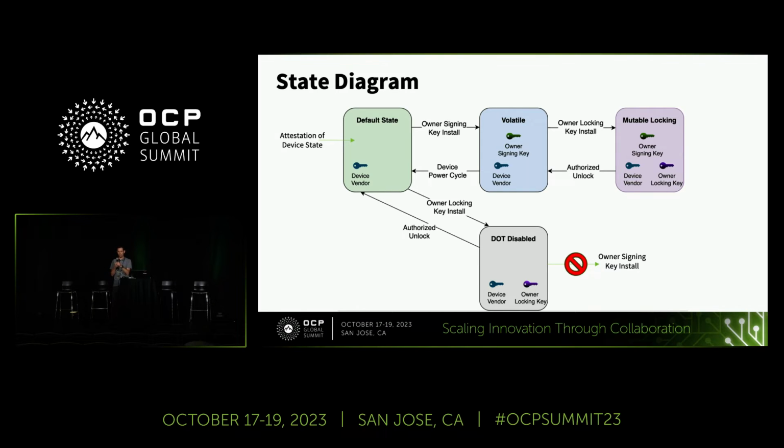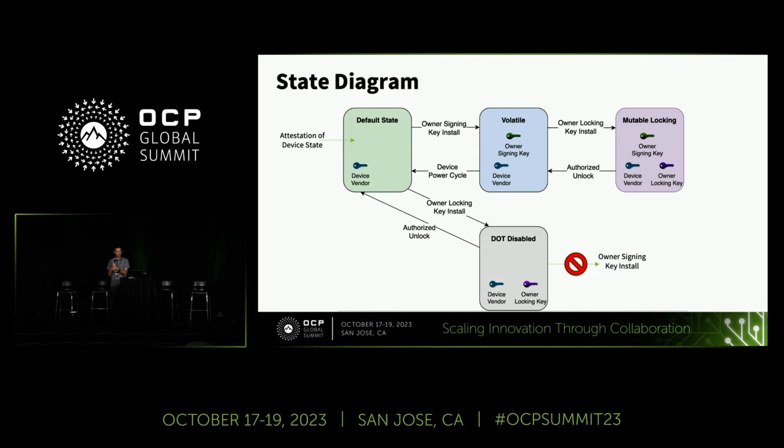Now, if we transition from volatile to mutable locking, all we're doing is installing the owner locking key, at which point we move the owner signing key from volatile storage to non-volatile storage. We put the owner locking key in non-volatile storage. We then apply the same construct I just described for edit and no edit. An edit device would use the owner signing key. No edit would use the owner signing key in combination with the device vendor key.